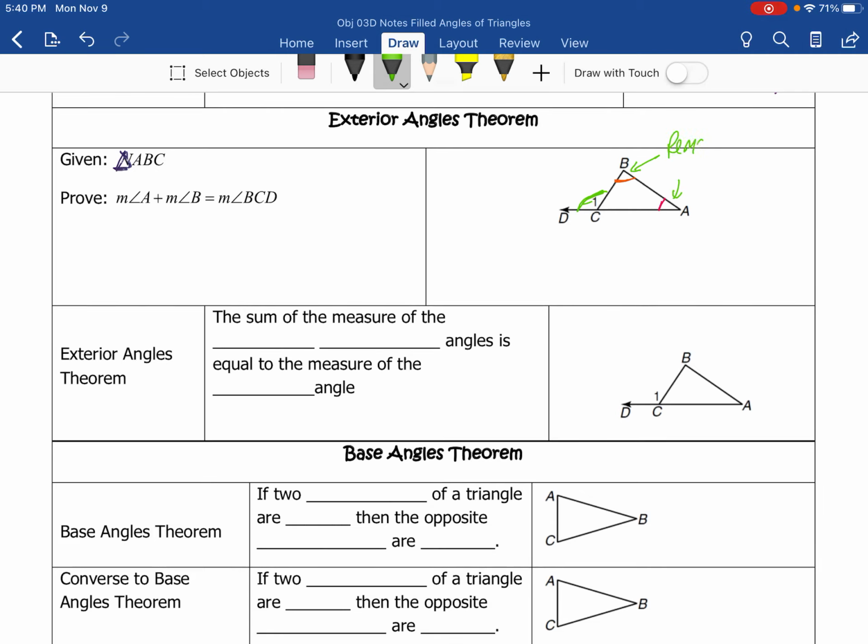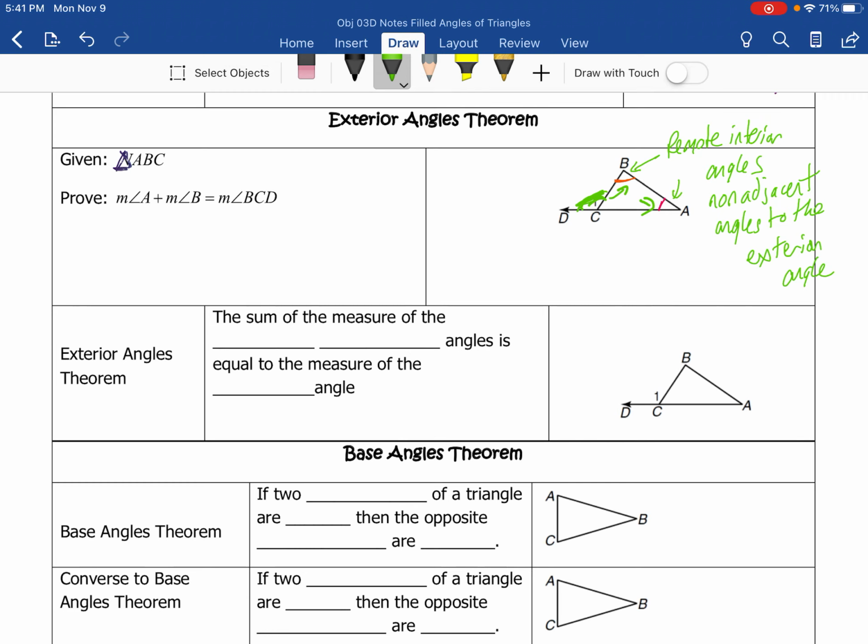These two right here are called remote interior angles, okay? And remote interior angles are angles that are non-adjacent angles to the exterior angle. And they're called remote because they're far away. So we have this angle here, and then this angle and this angle are kind of far away.